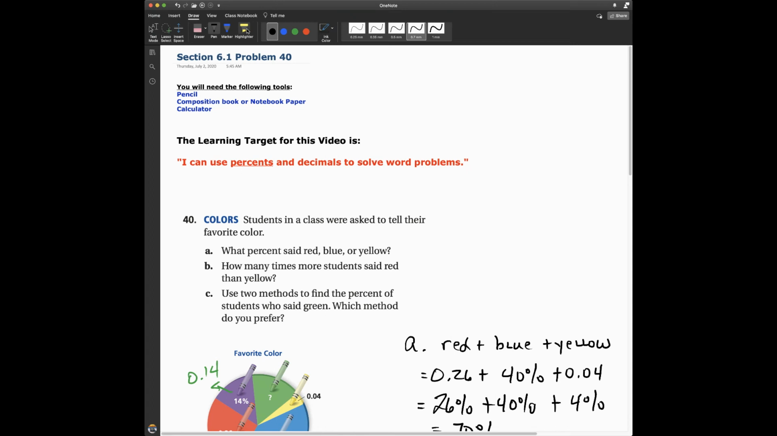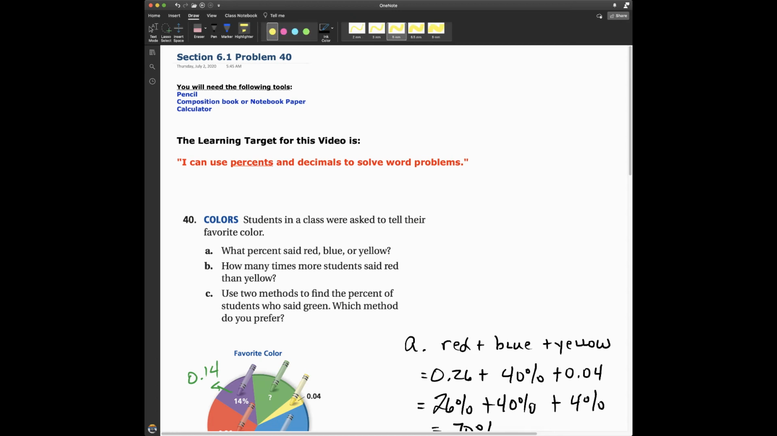Hey everybody, Mr. Odom here, and we are going to work out problem 40 from section 6.1. You'll need your pencil, composition book, or notebook paper, and you'll probably need a calculator. And the learning target for this video is I can use percents and decimals to solve word problems.